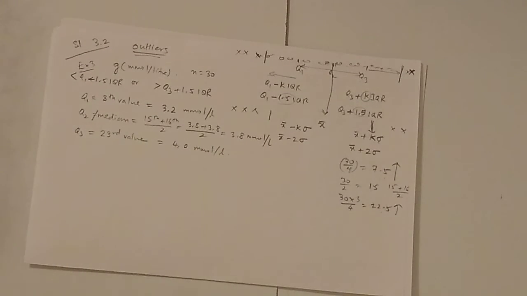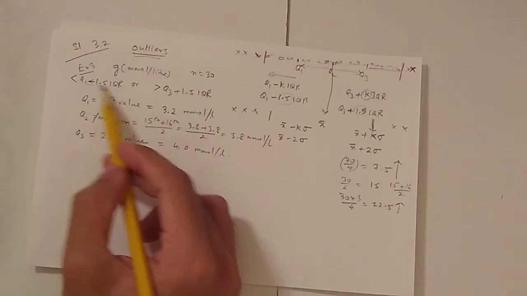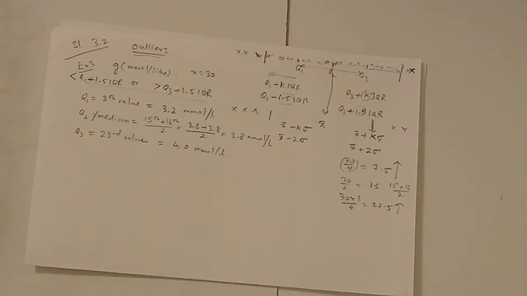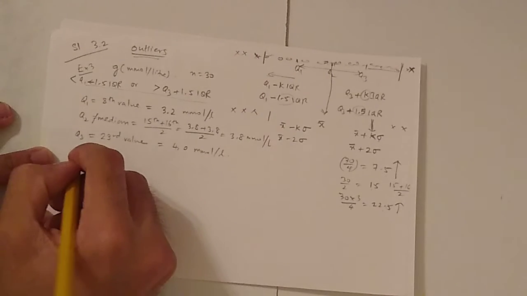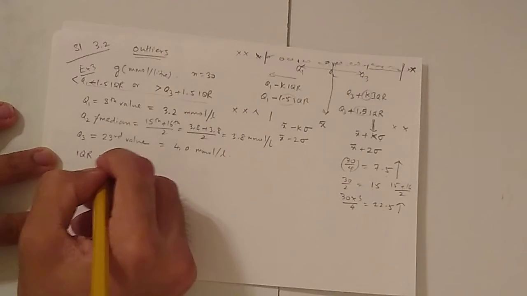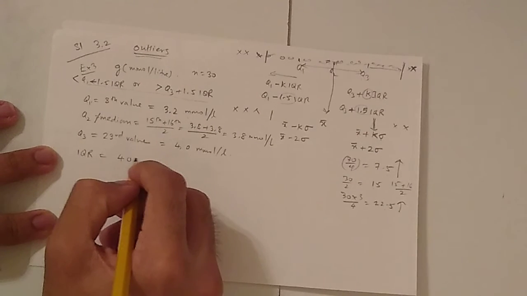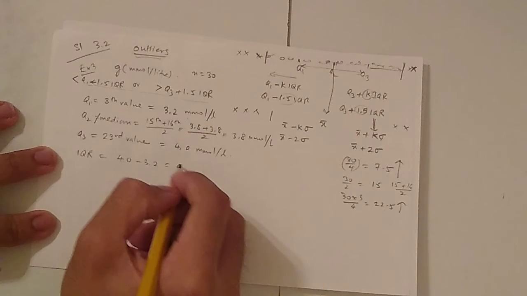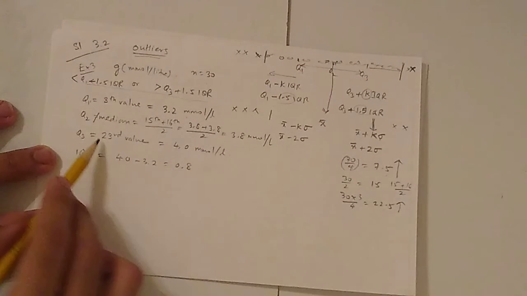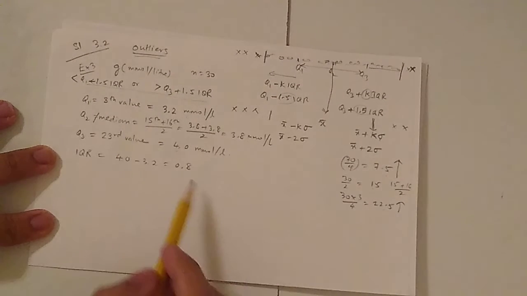Now in the second part of the question, they're asking us to find out if there are any outliers. The rule for outliers is this. Let's first find the IQR. IQR is equal to Q3 minus Q1, which is 4.0 minus 3.2, which is equal to 0.8.